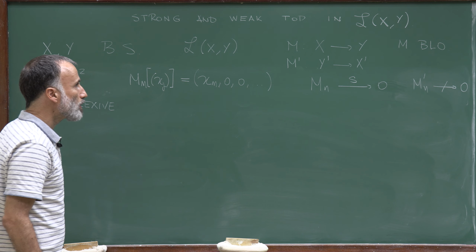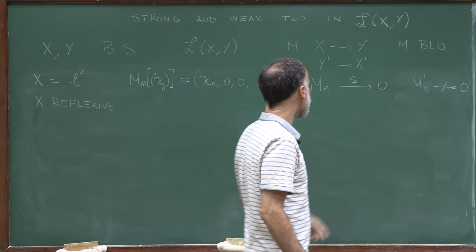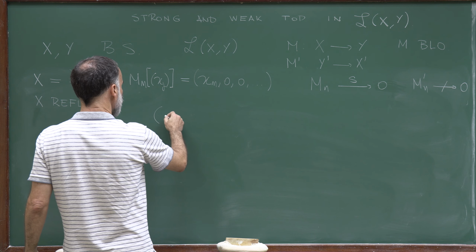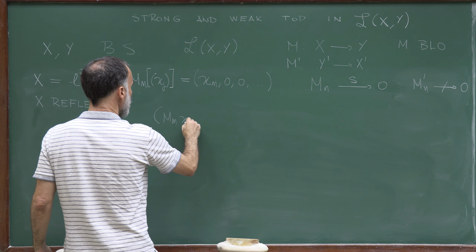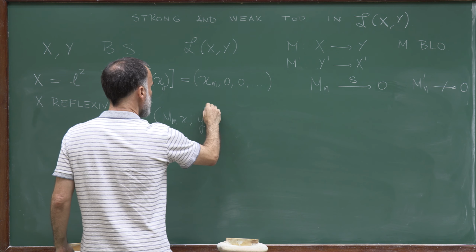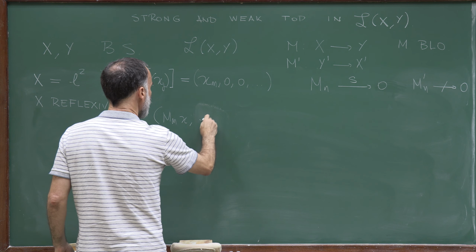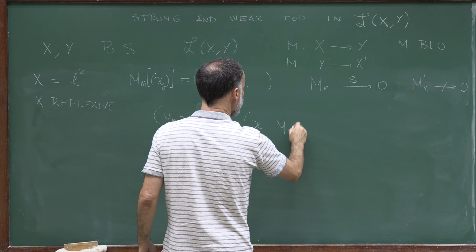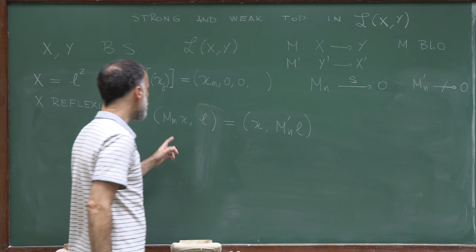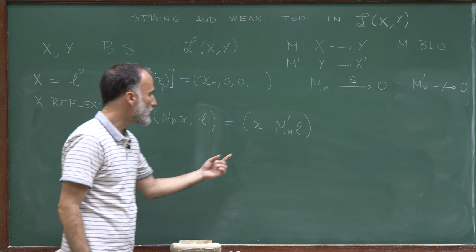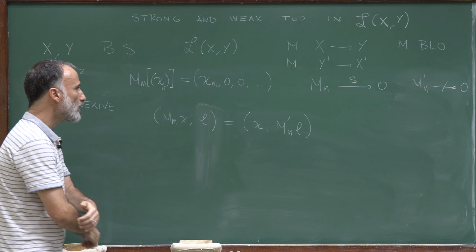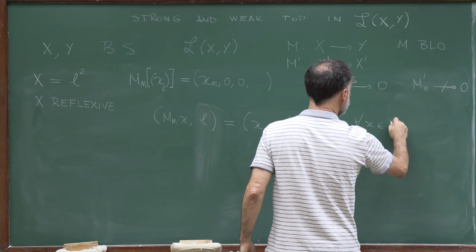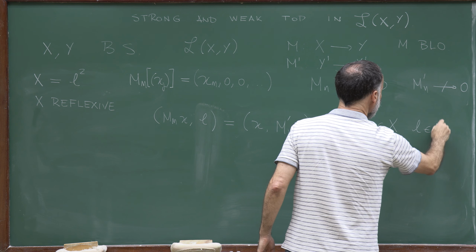So now let me compute Mn prime. By definition, Mn prime is such that ⟨Mn x, L⟩ is equal to ⟨x, Mn prime L⟩. So I want to compute Mn prime, and the way in which I can compute it is through this identity, which holds for all x in X and for all L in Y prime.